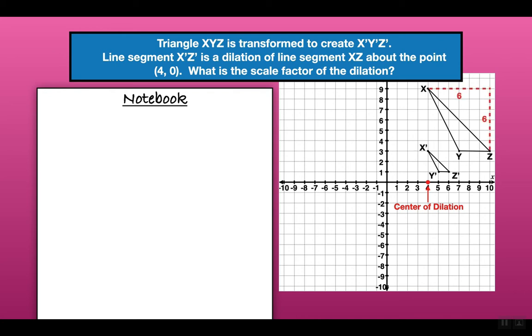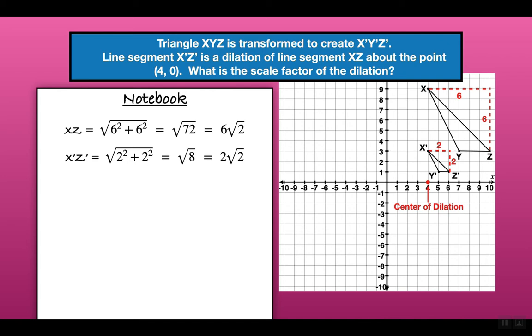All right, so first thing I'm going to do is find the length of segment XZ by getting the rise and the run and using the distance formula. And so the length of line segment XZ is the square root of 72, which when I simplify it further would be 6 square root of 2. And then I'm going to do the same thing for the other line segment X prime, Z prime. When I get the rise and the run, it's 2 and 2. So I'm going to square them, add them together, and get the square root. And that's going to give me square root of 8 or 2 square root of 2.